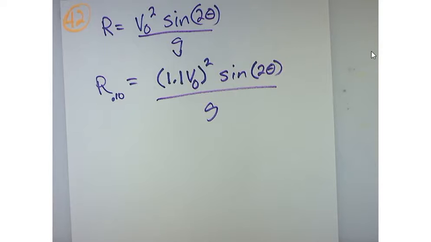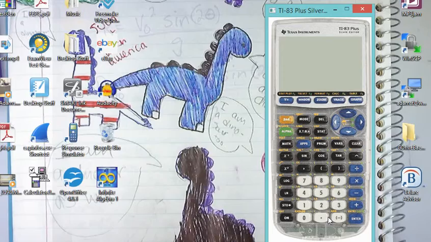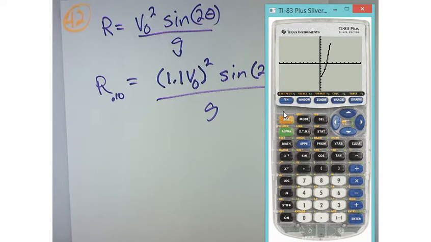Now where that comes from is that if I take my velocity, we could just arbitrarily choose a number. Let's say my initial velocity is 5 meters per second. If I wanted to increase that by 10%, I would have to say 5 times 0.10, that's my percentage, which is 0.5, and then 5 plus 0.5, which is the same as 5 times 1.1.